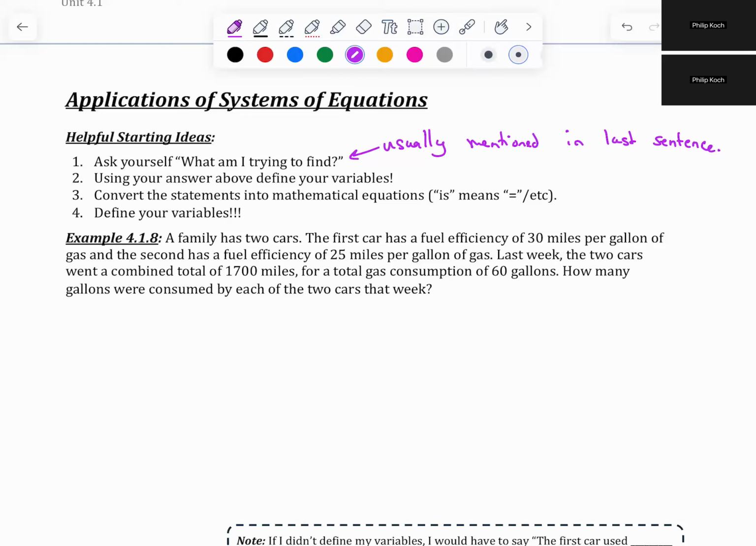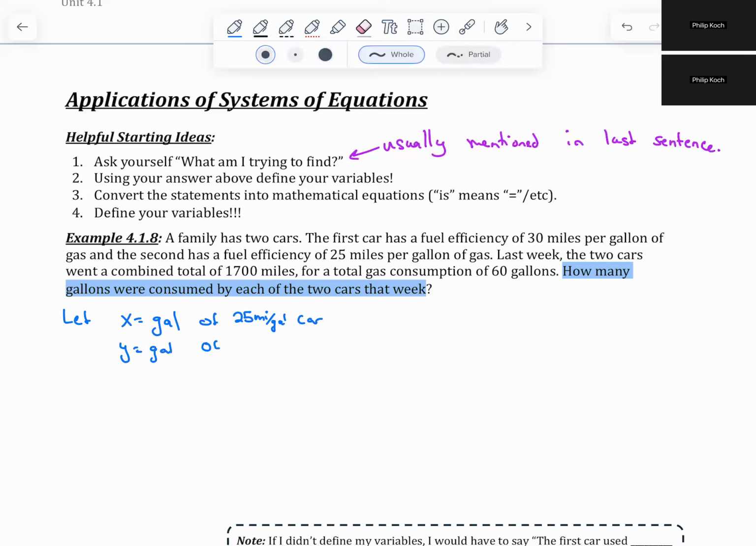So we've read the question, we've tried to interpret it, and it says how many gallons of gas. The last sentence tells us what we're trying to find. So we're trying to find the gallons of gasoline used in each car. So we're going to let X equal the gallons of the 25 mile per gallon car, and Y equal the gallons of the 30 mile per gallon car. The first one should be 30.